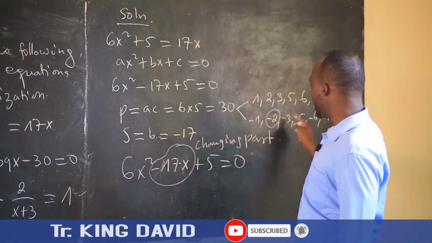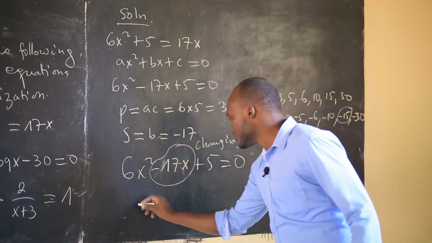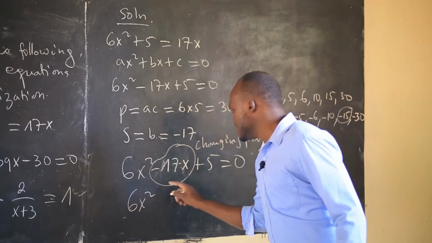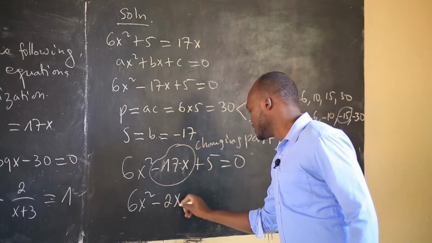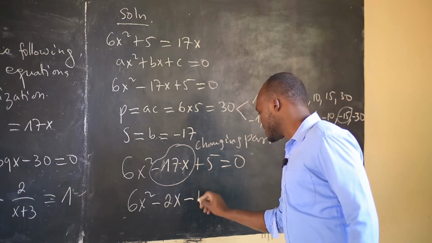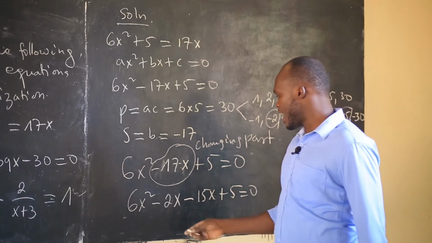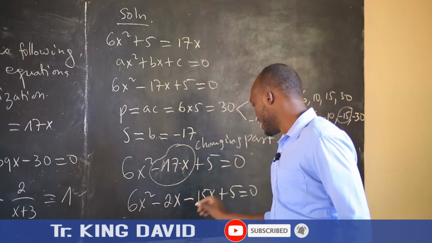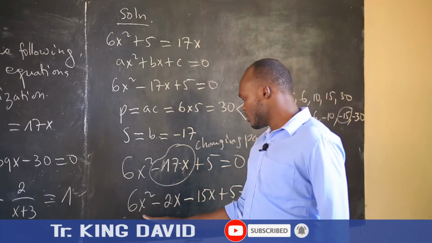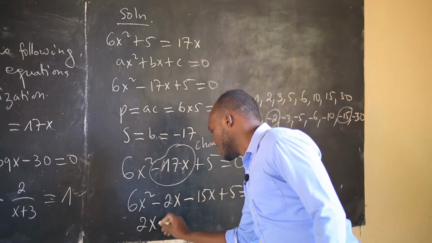After getting two numbers, you can multiply to get product, you add to get sum. So this will be 6x squared. Instead of using negative 17x, I'm going to use negative 2x minus 15x plus 5 equal to 0. So now this I'm going to group. When I group this with that one also, the common factor here is 2x. I take 2x out of the bracket.